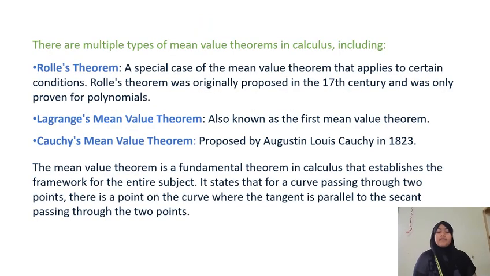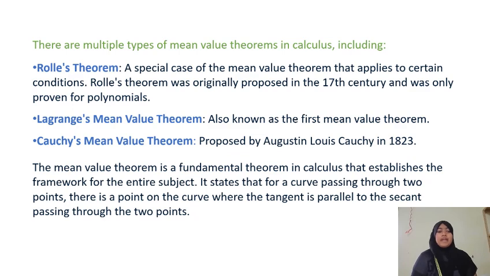There are multiple types of mean value theorems in calculus, including Rolle's theorem, Lagrange's mean value theorem, and Cauchy's mean value theorem. Let us discuss them one by one. First, Rolle's theorem, a special case of the mean value theorem that applies to certain conditions. Rolle's theorem was originally proposed in the 17th century and was only proven for polynomials.